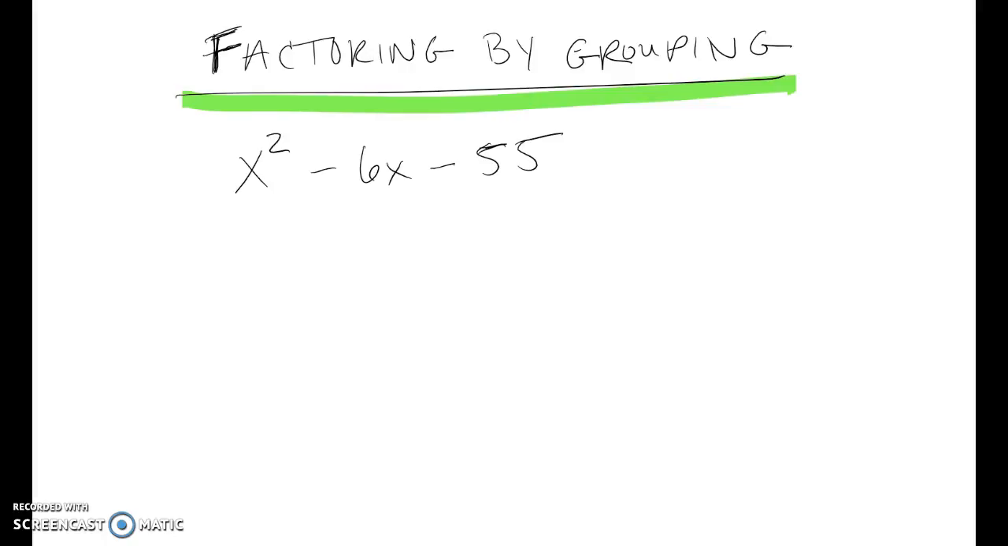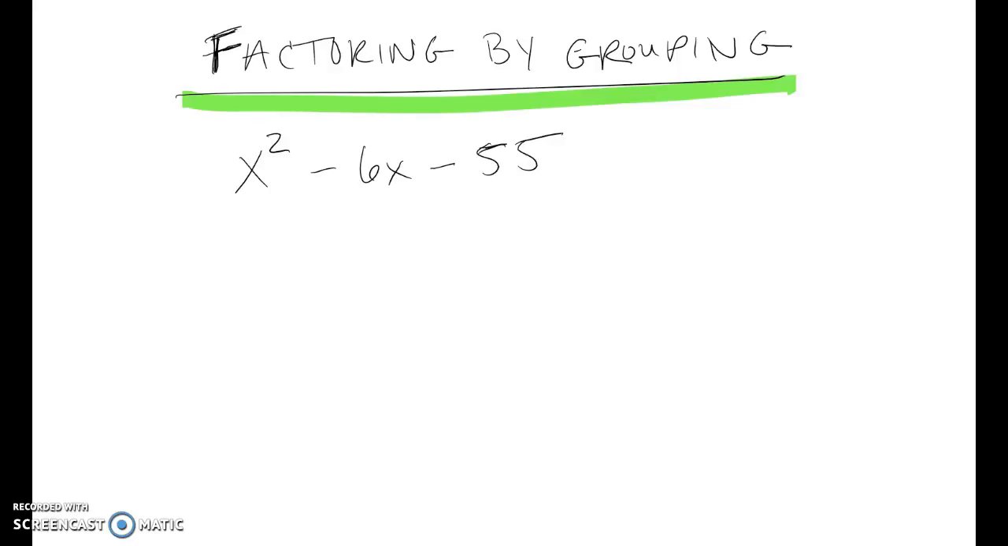Okay, so there are several ways to factor a trinomial. My favorite is actually kind of a guess and check method, but for this video I want to remind you how to factor by grouping. We're going to do one without a leading coefficient, and one where we do have a leading coefficient other than 1.